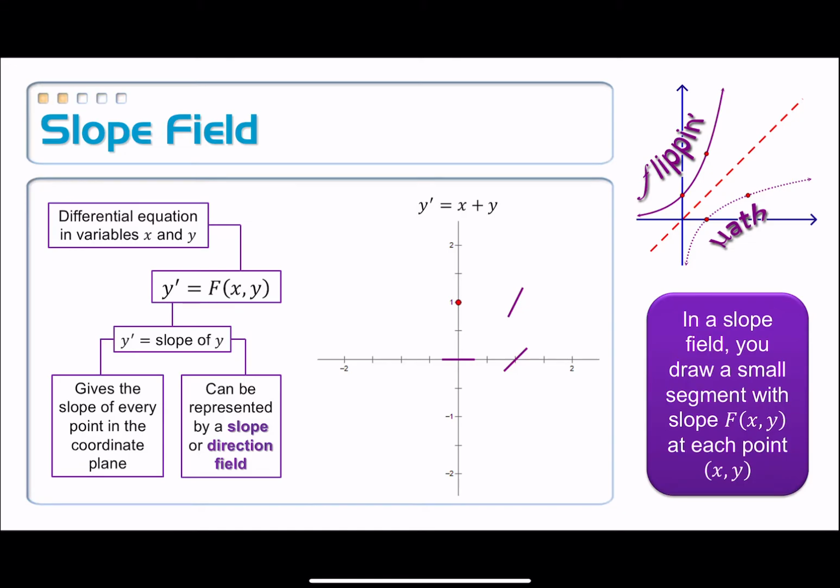0 plus 1 is 1. It has a slope of 1. It should be parallel to this other one that has a slope of 1. It looks like that. And then here's a whole bunch more of it. This is what a slope field looks like.